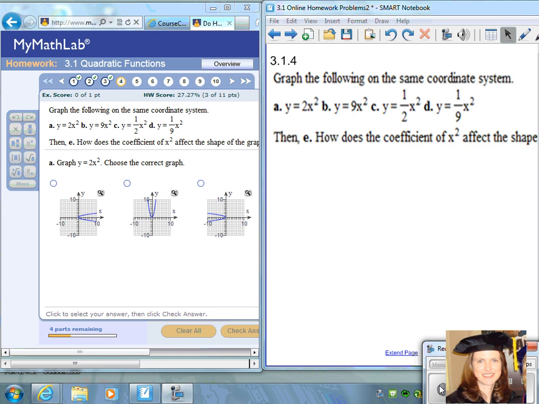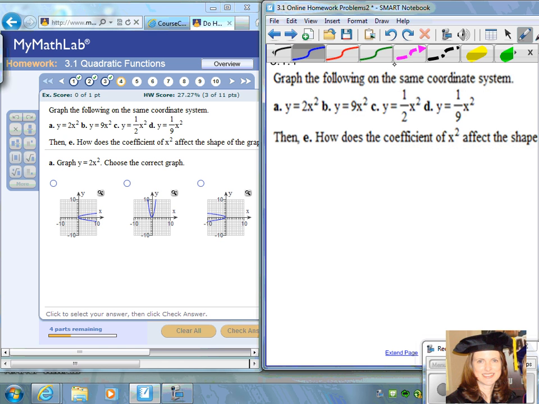Question number 4 in section 3.1, quadratic functions, asks you to graph the following on the same coordinate system. And you have all these variations of our basic y equals x squared, or the parabola. Hopefully you recall from the previous chapter how we looked at parabolas and all the different ways that you can affect the shape of the graph, so this should come in pretty handy.